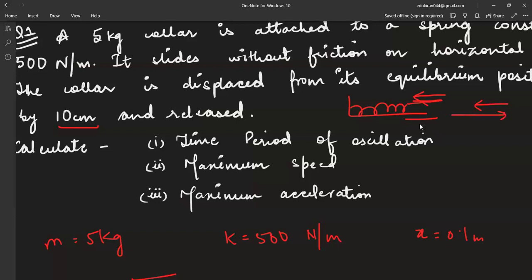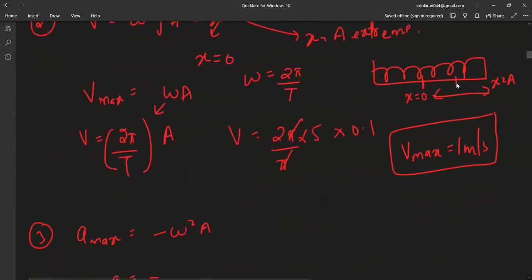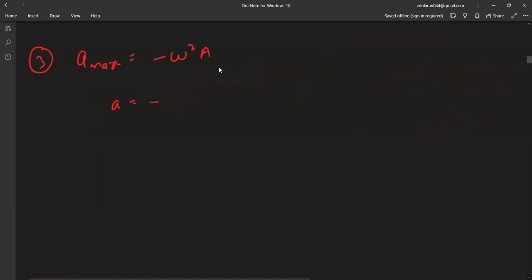Otherwise, it will mention it to you. If it's a different question, then you won't equate it to 0. If it is somewhere in between, it will tell you the value of the amplitude also. It will tell you the separation from the mean position to which it has been extended. Understood? Yes, ma'am.